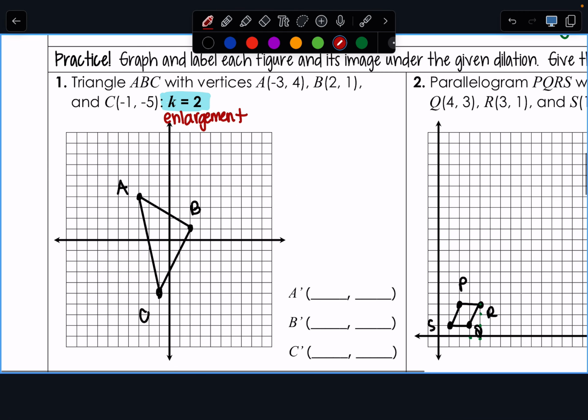This is what we're going to do. We're going to take each coordinate and multiply it by K. A is the coordinate -3, 4. We multiply each number by K. What's -3 times 2? -6. What's 4 times 2? 8. So we have the coordinate -6, 8.